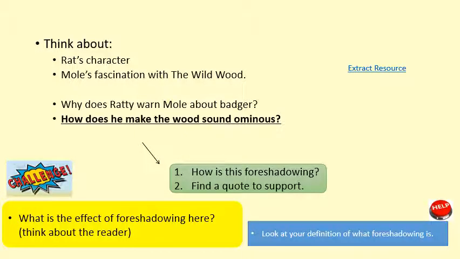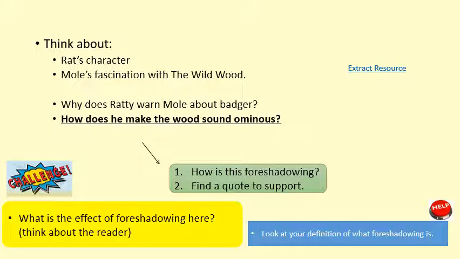Right, let's have a little think about Rat's character. What type of person is he coming across as? He's quite wise, isn't he? He's quite a thoughtful person. He doesn't make snap decisions on anything. He thinks about things. And what about Mole's fascination with the Wild Wood? Why do you think he's fascinated with it? I think it's because he's quite naive, really. He hasn't been out and about much. I mean, he just saw a river for the first time earlier that day.